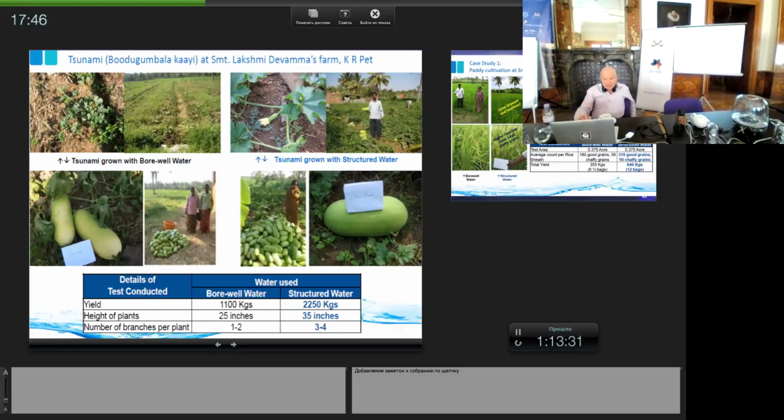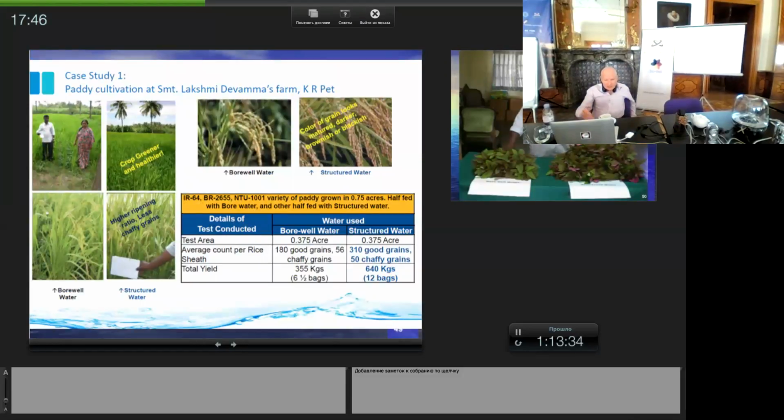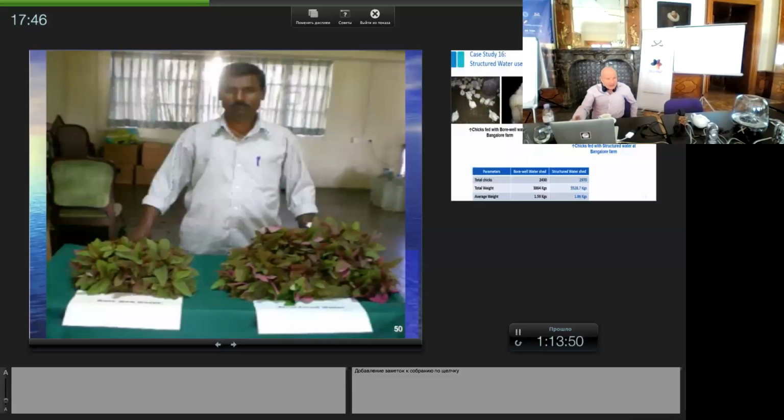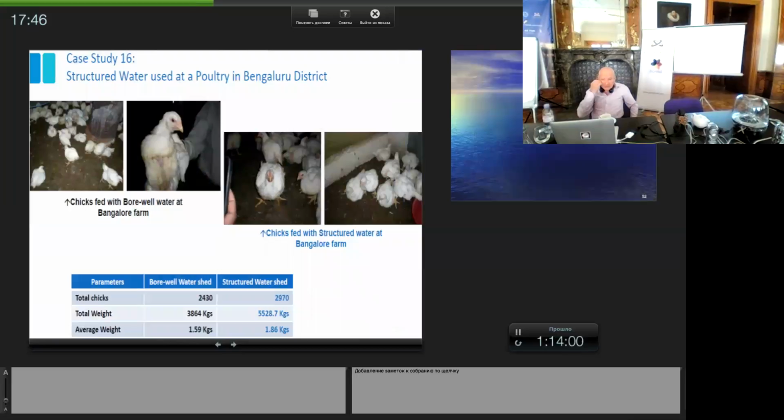Then another crop, and again 130 grains per rice shield and 300 grains. So you see a huge difference. And this is just normal people. They are just farmers. They are not scientists. They're just normal farmers. What was the most impressive for me is a result on a chicken farm.